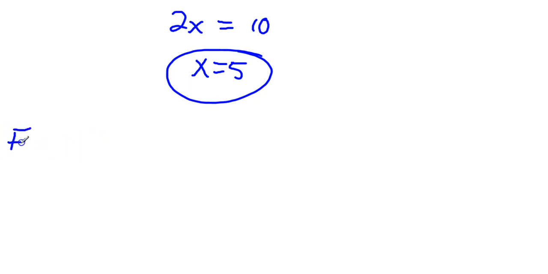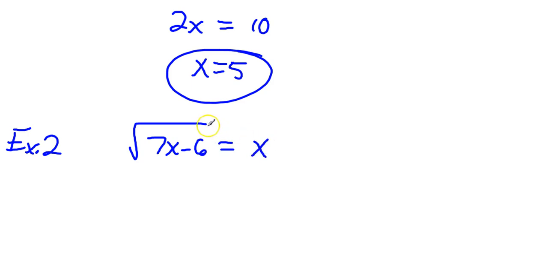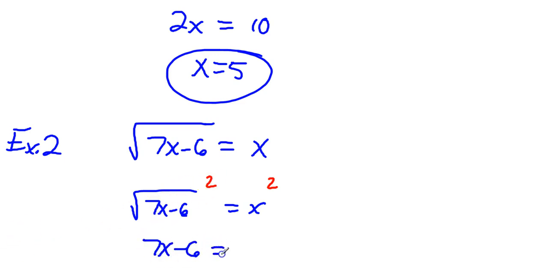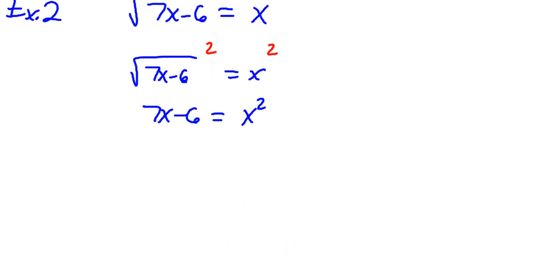Still going to say solve, but the difference on this one is that instead of it being squared equal to a number, now you've got squared equal to a variable. And first step is going to be the same way. Now the square root's by itself, so we're all good there. You're still going to square both sides. Square and square root cancel, so you get 7x minus 6. On the right-hand side, though, it's not a number, so it's just going to stay x squared.